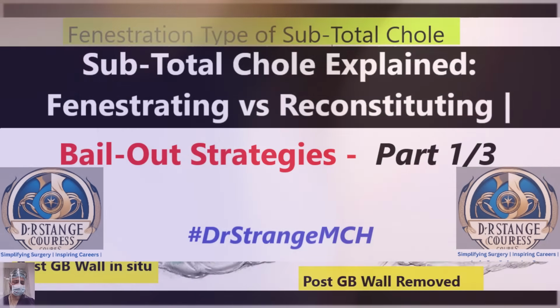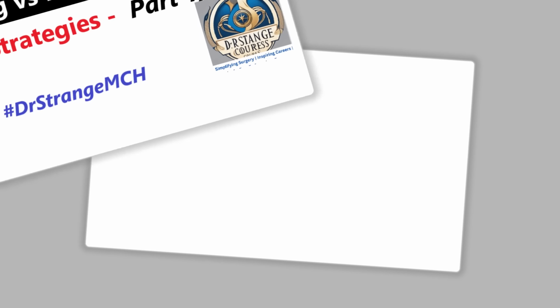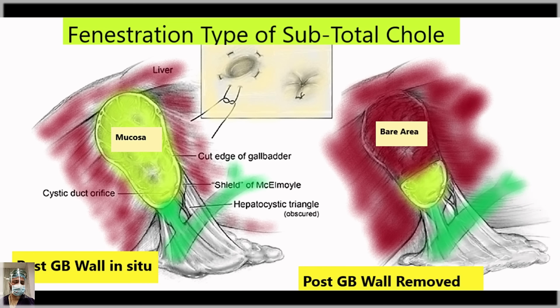There are two pics, and if you remember these pics by heart, you will understand the whole concept of subtotal cholecystectomy. So in this picture, we can see this is fenestrating type. Fenestration, as I said, we keep it open. So on the first picture, we have laid open the gallbladder. The posterior wall is in situ. Only the anterior wall is removed towards the peritoneal side.